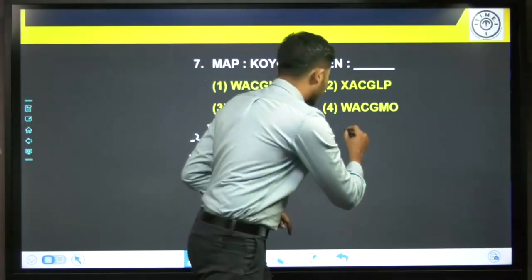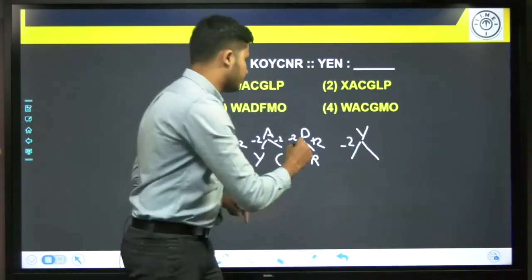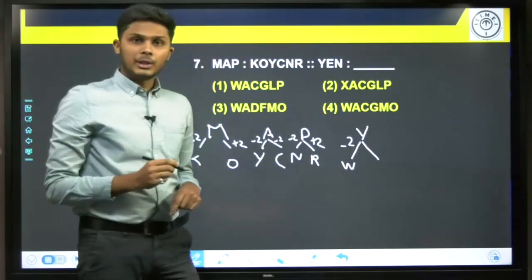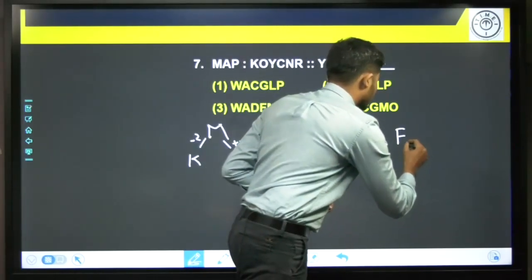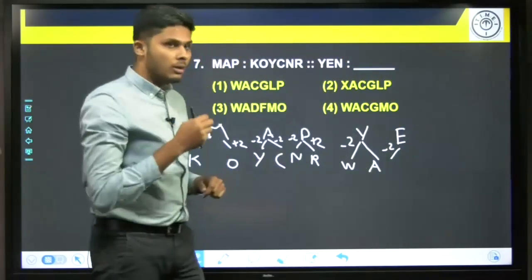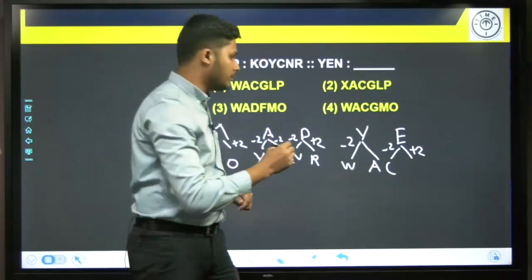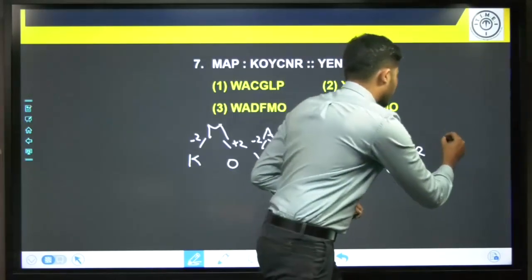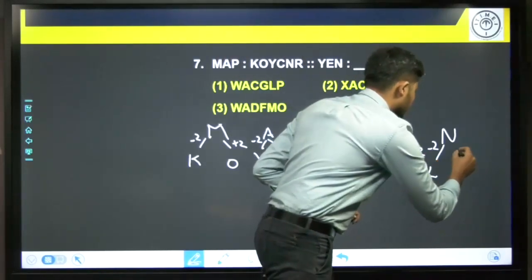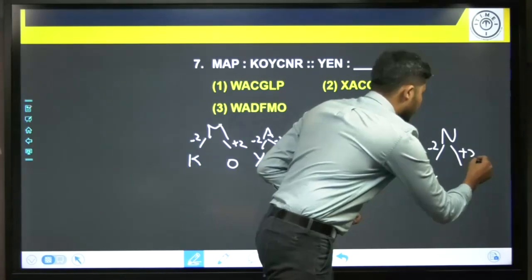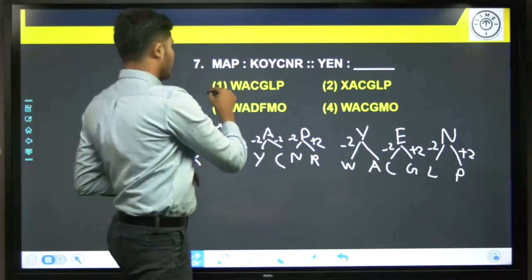Let's apply the same logic to the third term. Y. Y minus 2 is W. Y plus 2 is A. E. E minus 2 which is C. E plus 2 which is G. N. N minus 2 is L. N plus 2 is P. Hence this is given in the first option. The first option is the missing term.